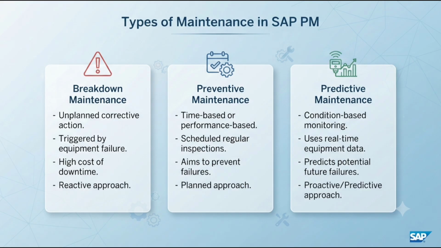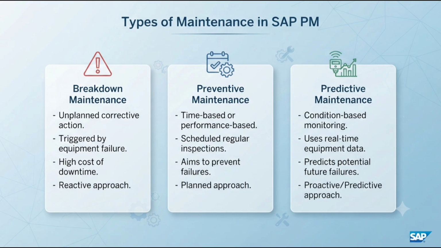Critical equipment usually receives more preventive and predictive attention, while less critical assets may stay with corrective strategies. A balanced mix of all three types usually delivers the best results in terms of cost and reliability for most industrial plants today.